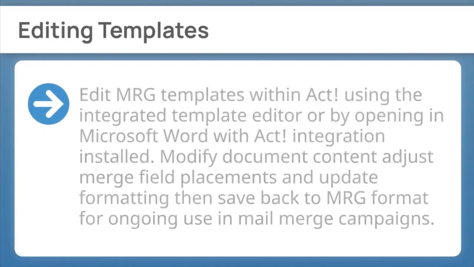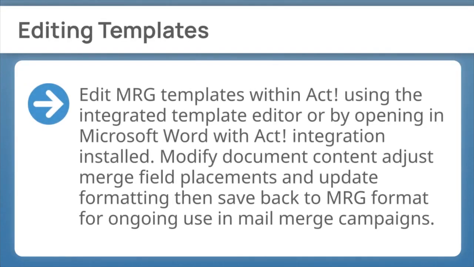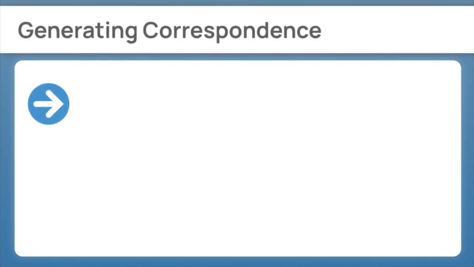Next, editing templates. Edit MRG templates within Act, using the integrated template editor or by opening in Microsoft Word with Act integration installed. Modify document content, adjust merge field placements, and update formatting, then save back to MRG format for ongoing use in mail merge campaigns.